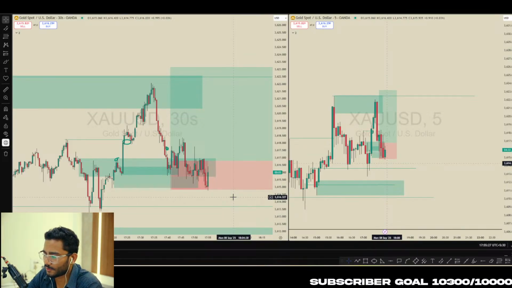I got stopped out over here. Now I think it will continue upside. So let's wait for price to come to this area. Then we'll look for another buy side entry.